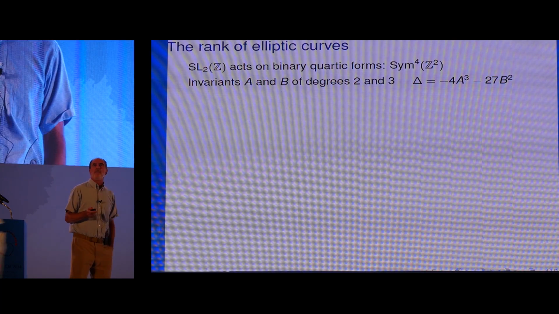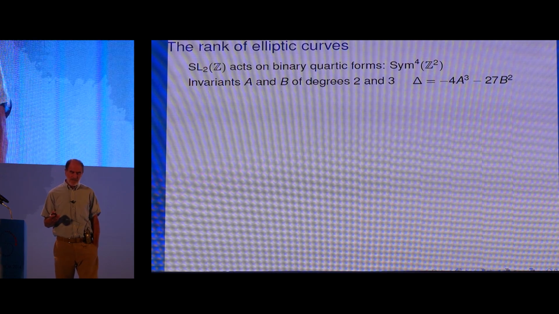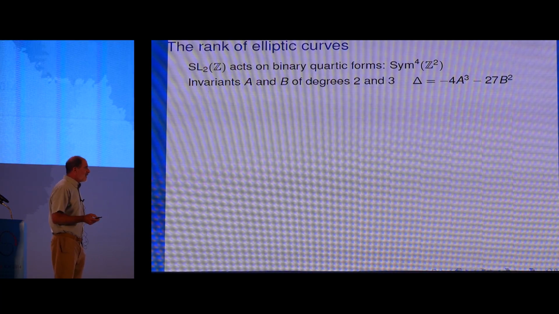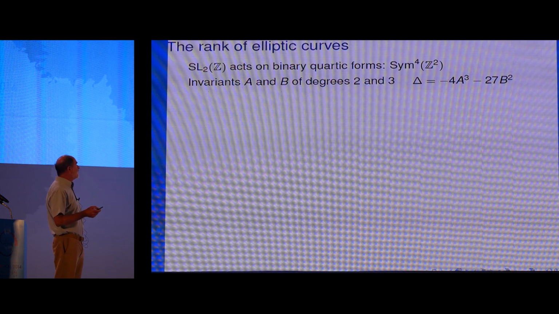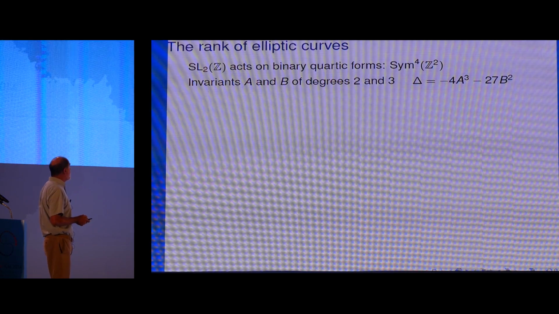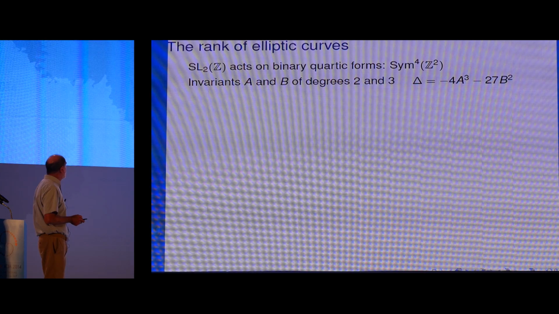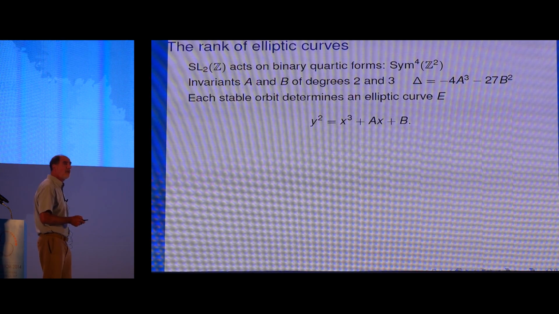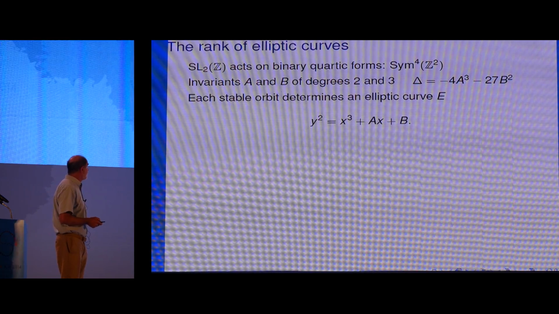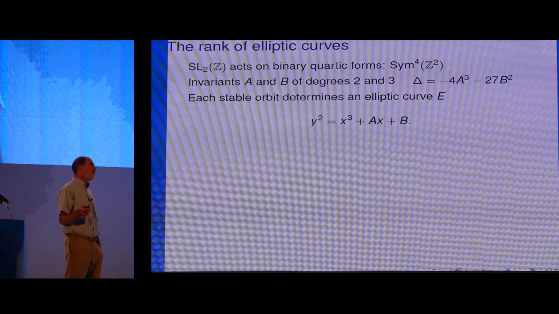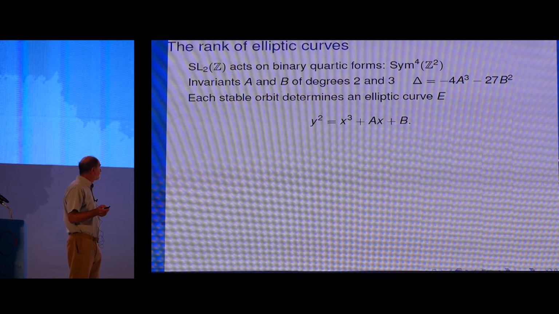determines the orbits that we would now say are stable in the sense of geometric invariant theory, a subject discovered or developed by David Mumford. And that means that the orbits are closed and they have finite stabilizers. In this case, the stabilizer is order 1, 2, or 4. Now, associated to each stable orbit, you get an elliptic curve defined by this equation, because the discriminant being non-zero says that that cubic equation has 3 distinct roots.